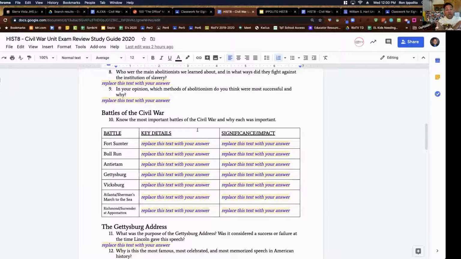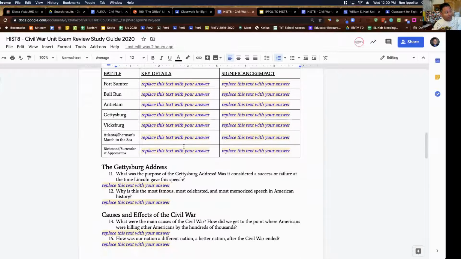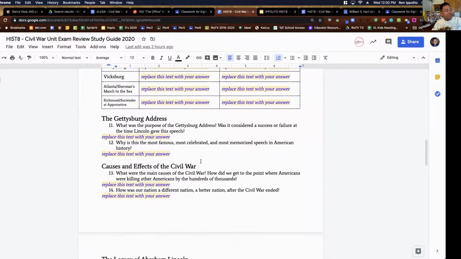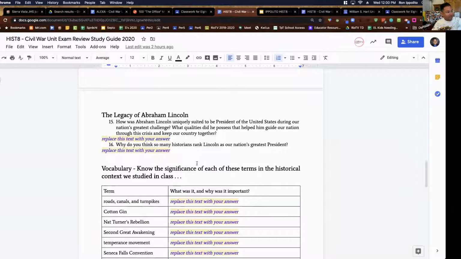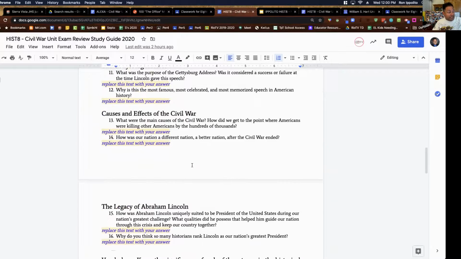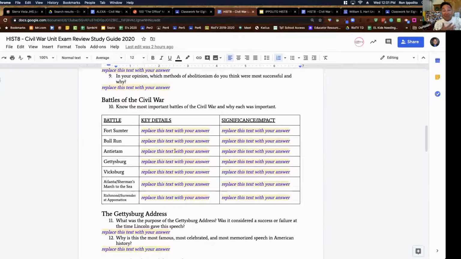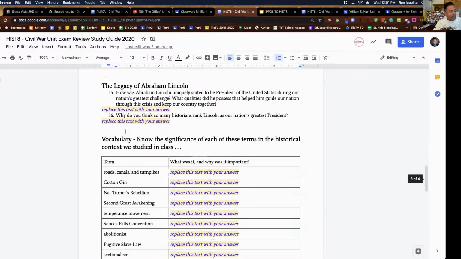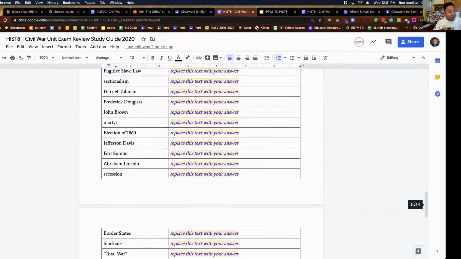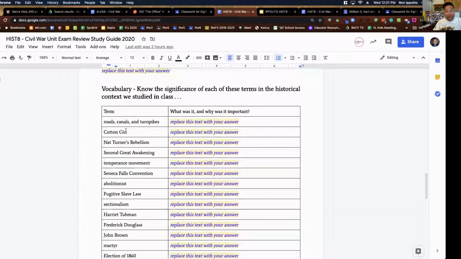So moving forward, I have decided that I am not going to give you any additional graded assignments beyond this study guide. So we've got battles of the Civil War, and then the Gettysburg Address is going to be our next lesson, the causes and effects of the Civil War, the legacy of Abraham Lincoln, and then vocabulary. This is it. The work that you are going to do from now until the end of the quarter is simply to attend class, to learn the new stuff that Mr. Hahn and I are teaching you, and then to take that knowledge and put it right here into the Civil War Unit Exam Review Study Guide. There's also vocabulary. You'll notice there are a number of vocab terms here, so you want to be aware of those. But that is going to be it.